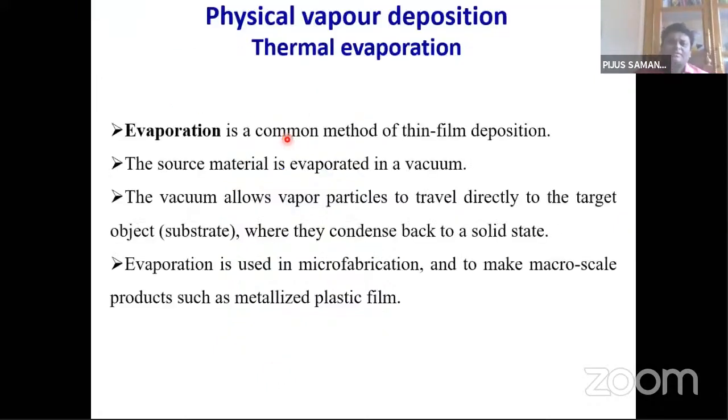So let us first start with the physical vapor deposition system, and one of the finest examples is thermal evaporation. As the name suggests, we have to thermally evaporate the material that will be deposited in the form of thin film. So the melting point of the material to be deposited is an important issue in this thermal evaporation process, and also the form of supply of heat is very essential.